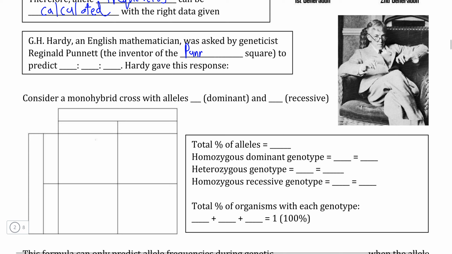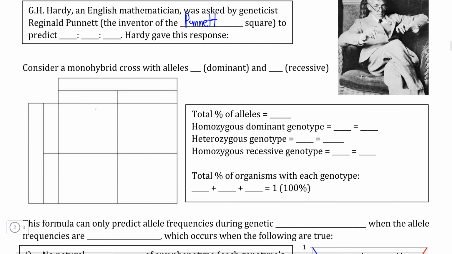So this supposedly was done when G.H. Hardy had a conversation with Reginald Punnett, the English geneticist who devised the Punnett square, in order to predict allele frequencies if we knew what dominant and recessive alleles were.